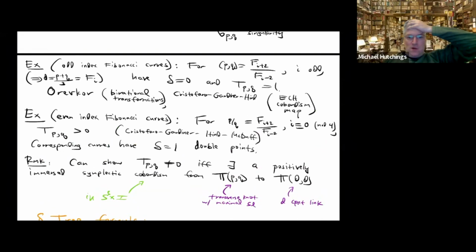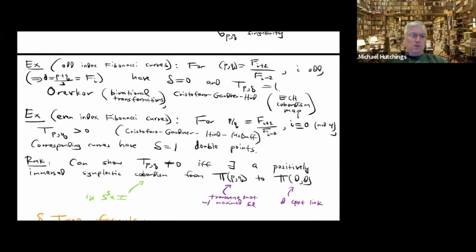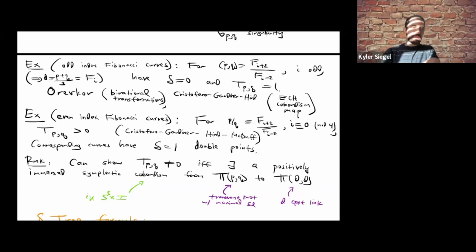So T P Q, I know what that is. It's a P Q torus knot, and T D D? Is that like D copies of the knot? Yeah, T D D is like D copies of the knot, but linked in the way that D Hopf fibers would be linked. I see. And positively immersed symplectic cobordism, that just means symplectic with positive self-intersections? Yeah, positive self-intersection, so that it's the kind of curve which could be J-holomorphic.